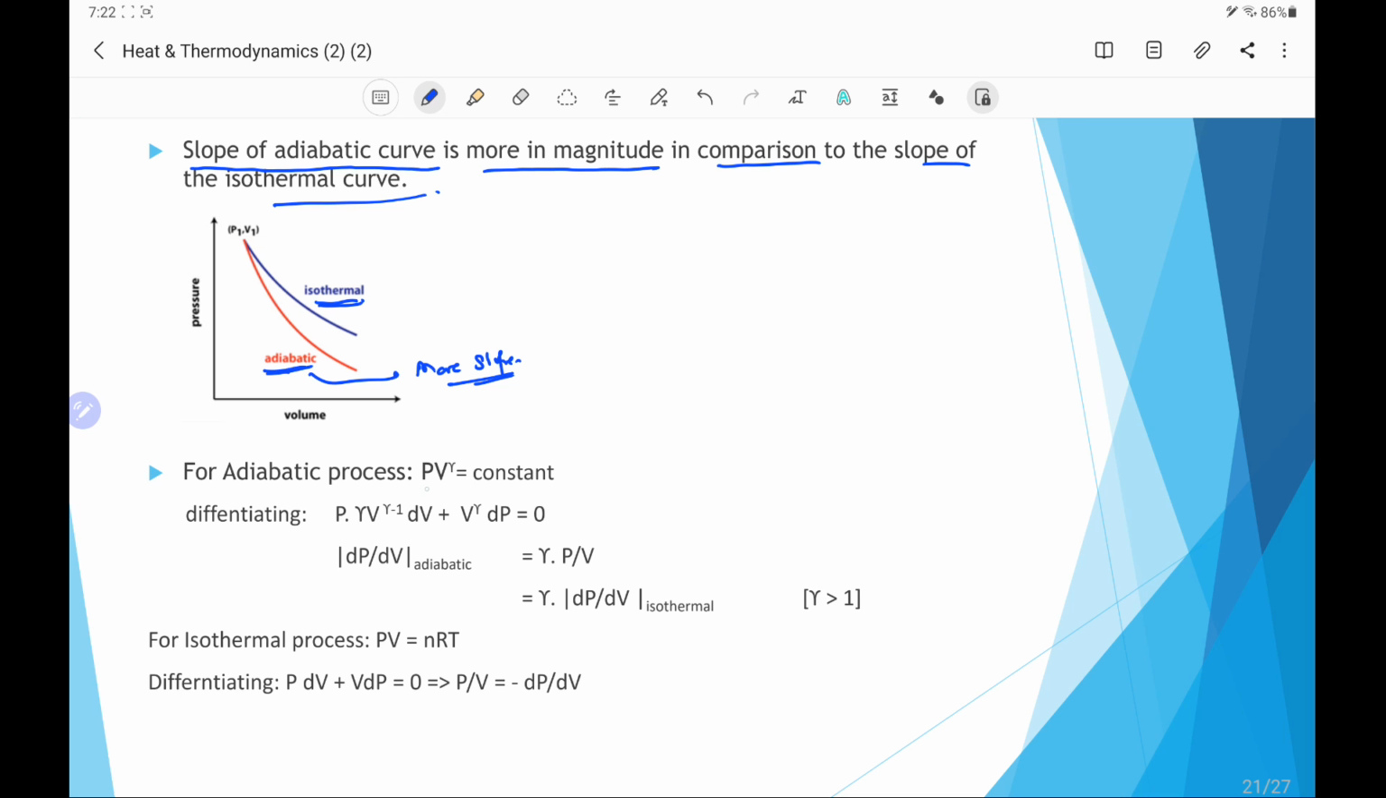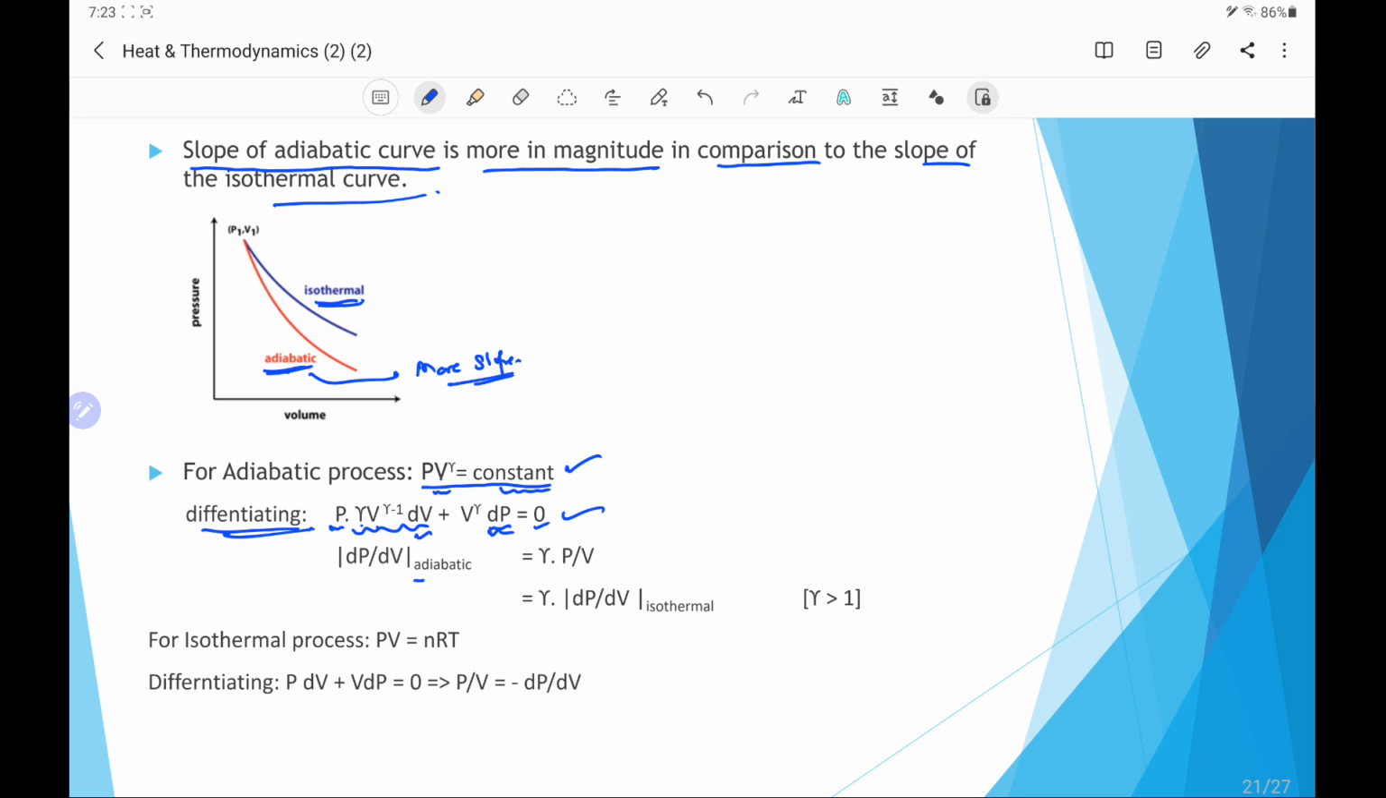Because for an adiabatic process we know PV^gamma is constant, this can be calculated mathematically also. On differentiating, first function times the differential of the second function, that means V raised to power gamma, so this is the coefficient gamma, and V raised to power gamma minus 1, and then the differential of the variable V, plus the second function times the differential of the first. Because the constant is on the right hand side, the differential will be 0. Now we calculate the magnitude of dP by dV. This is dP and this is dV.